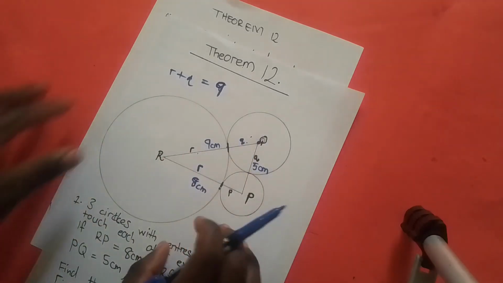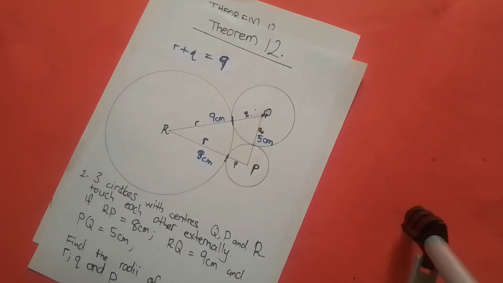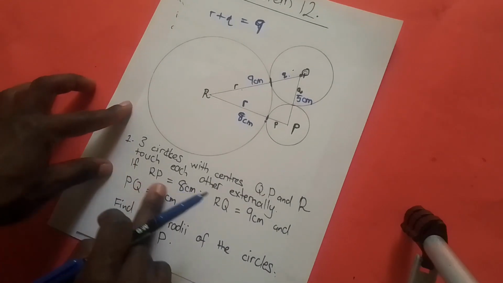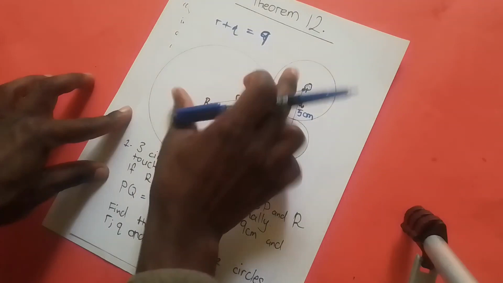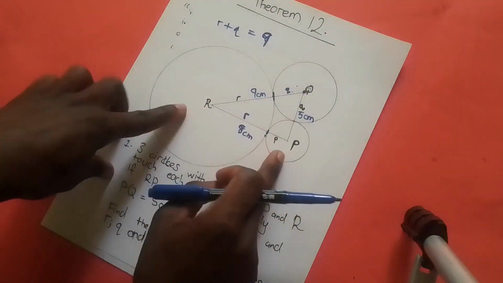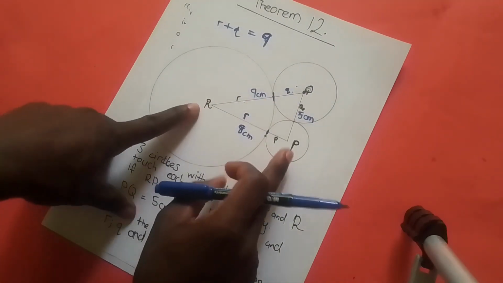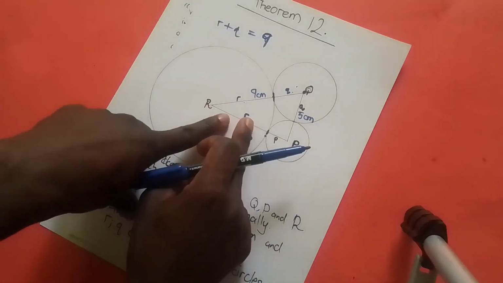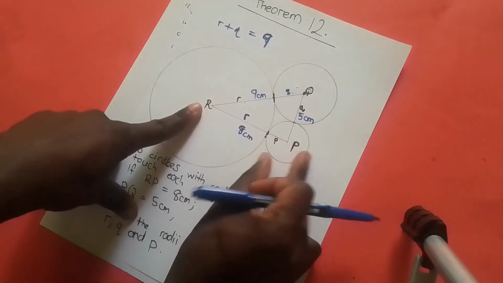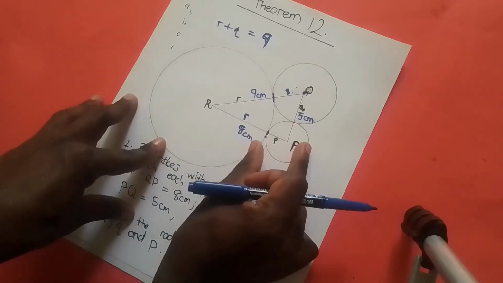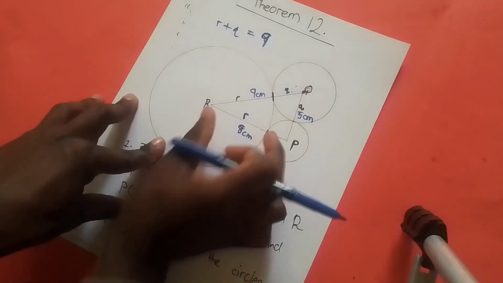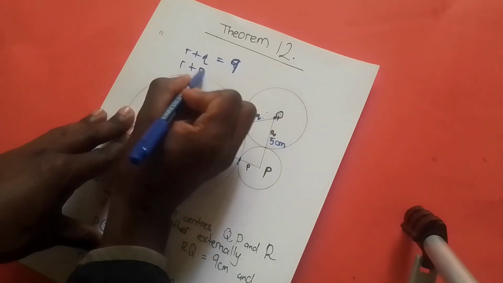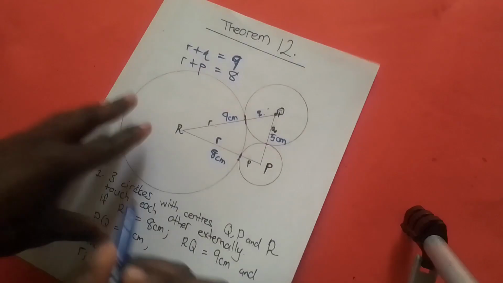Let's proceed. We have RP equal to 8 centimeters. So RQ is 9 centimeters, then RP is 8 centimeters. So RP is equal to the radius of the bigger circle, which is R, plus the radius of the smaller circle, which is P. So P plus R equals 8. So R plus P equals 8.